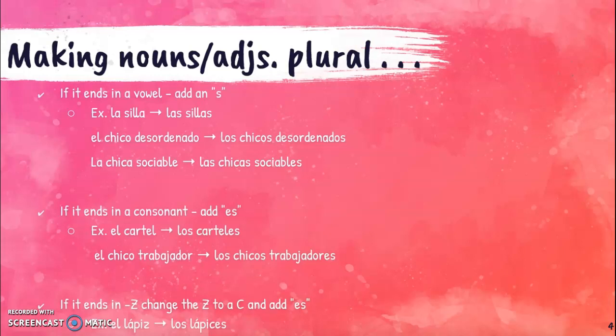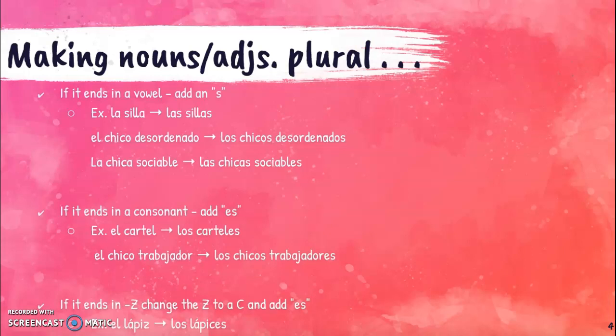Our next word, chico, which is a noun, ends in an O. So we need to think about it. What are we going to do? O is a vowel. So all we need to do there is add an S. So chico changes to chicos. Now we get to our adjective, trabajador. Trabajador ends in an R.